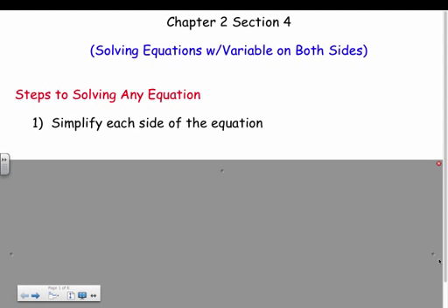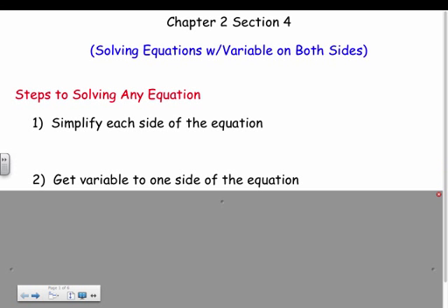On with solving equations. Now we're going to get the variable on both sides of the equal sign and talk about how we solve from there. I've got three main steps to follow when I solve equations in general. My first one, you have to do this every single time: simplify each side of the equal sign. Simplify everything you possibly can before you start trying to solve anything. And I'll show you an example of that shortly.